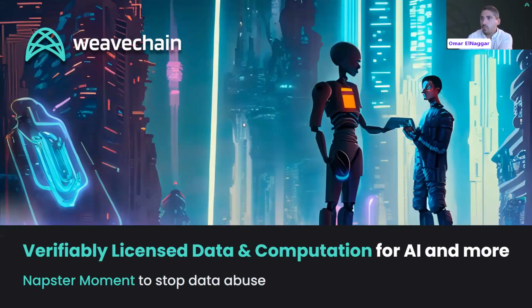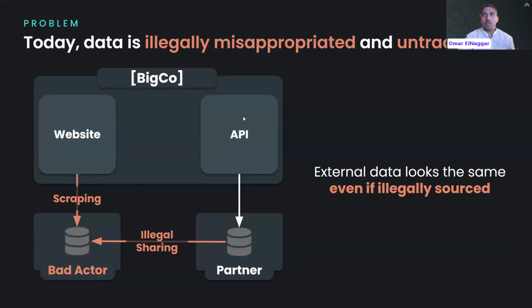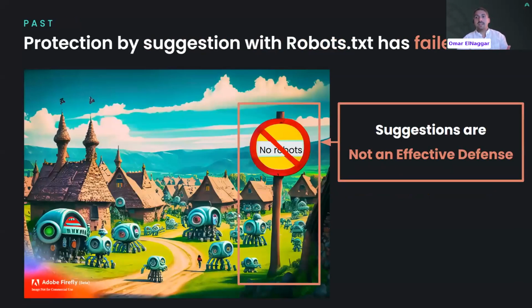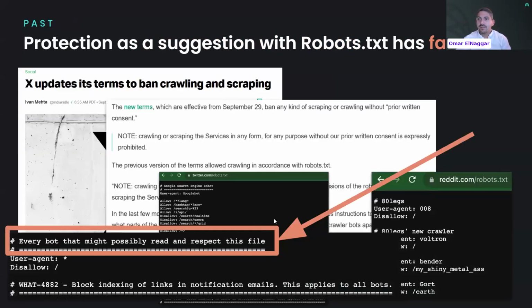So one of the companies that we're working with has this challenge where once data leaves its walls, they can't differentiate between what's legal and what's illegal, right? If somebody comes and scrapes their website, how do I tell that that's scraped data versus the data that was acquired through a purchased API? And the reality is that the only way you can protect data on your website right now is with a little file called robots.txt that's like, hey, robots, please do not come and get my data. And the reality is that suggestions are just not an effective defense, right? That file at Twitter says, to every robot that might possibly read and respect this file, please do not scrape my data. And again, it's just not working.